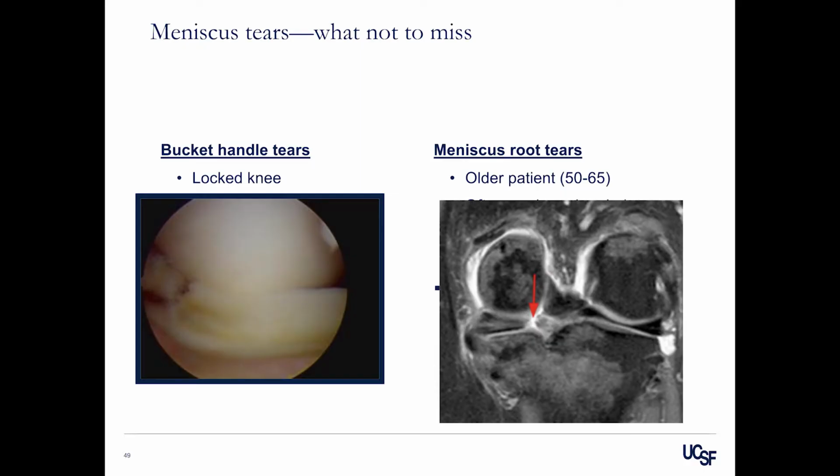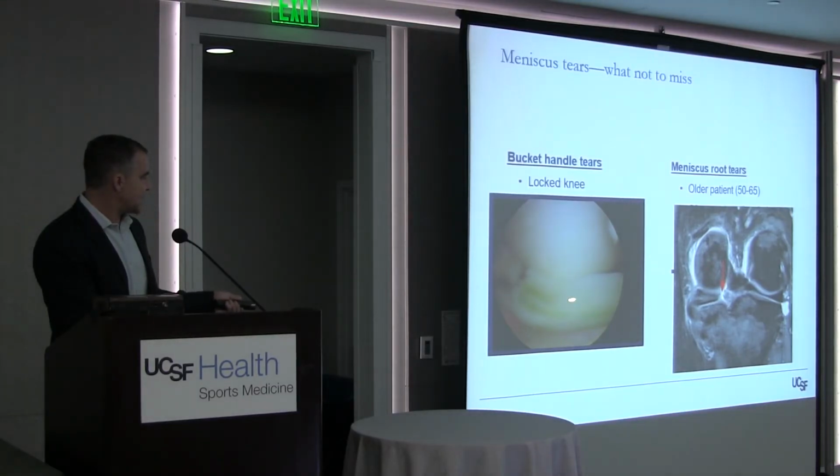This is just an example of somebody with a bucket handle tear. This is your condyle. This is your meniscus sitting in front, so every time you go to straighten your knee, that blocks you. This is an example of a meniscus root tear. So this is the back of the knee. This is your medial meniscus. It's coming over, and it's not quite attaching there.